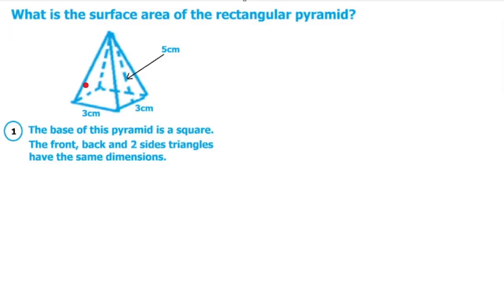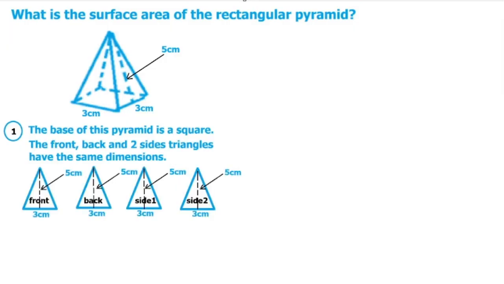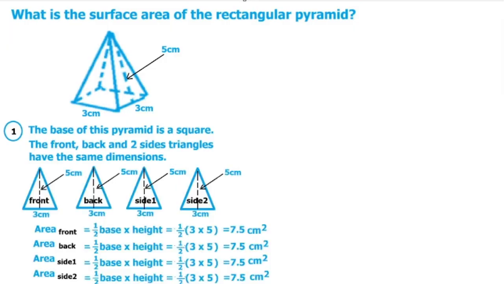So we know that the height of this triangle is 5 centimeters. We could see that here. Okay, so this line is telling us the height. And then we know that the base is 3 centimeters for each of these triangles. So all we have to do now is calculate the area of each of these triangles.